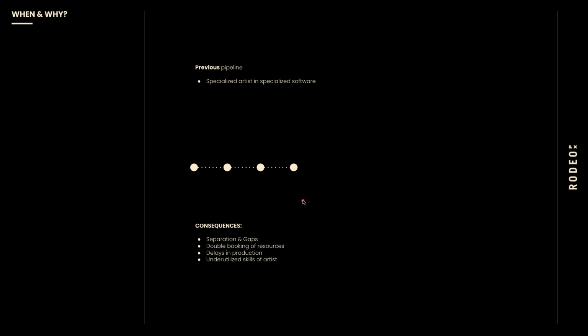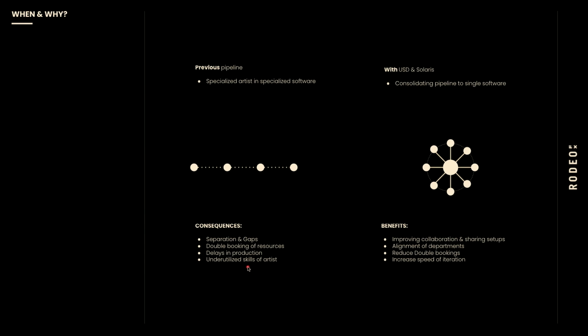So in reality, what does it look like in the productions? You've got separation and gaps, you've got double bookings and delays in the production, and of course, the worst one being the underutilized skills of the artist, because it's not that they can't do the job, it's just that everything is spread out within the pipeline, within separate software. Sometimes it is very hard to get one artist to work in another software as well.